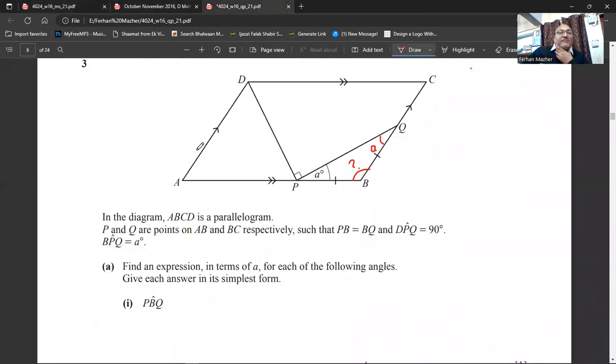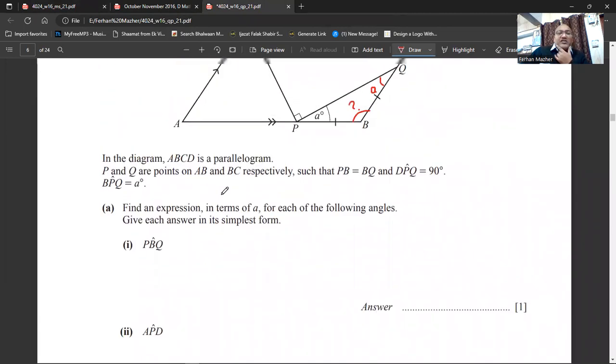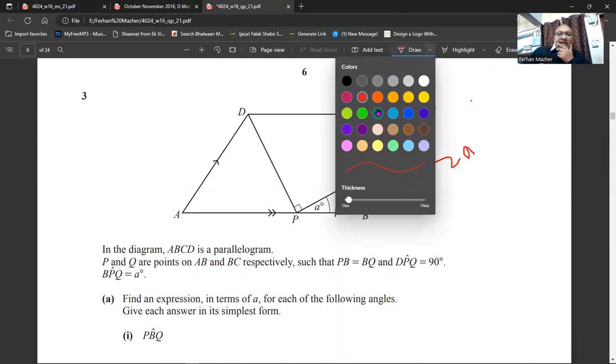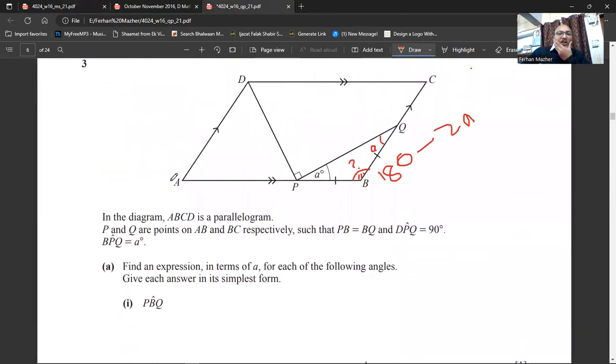Question number 3, part A, first portion. Then their question is APD. So this angle was how much? 180 minus 2A. So I know this angle now. Now they are asking me the next question, which is APD. They want me to find out this angle.